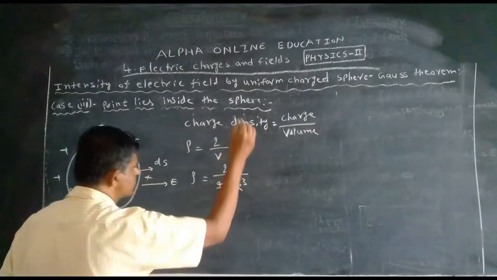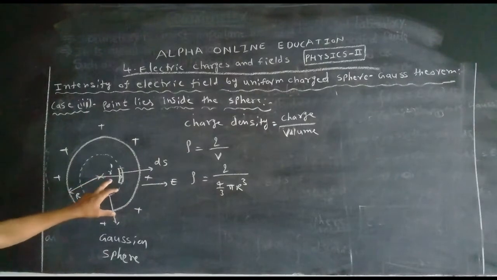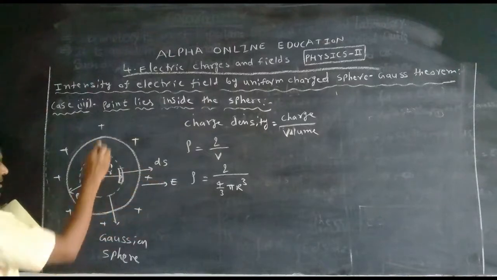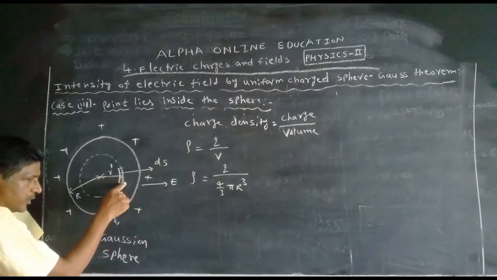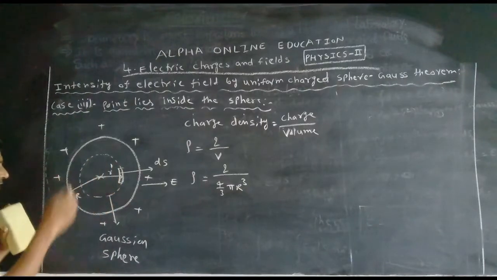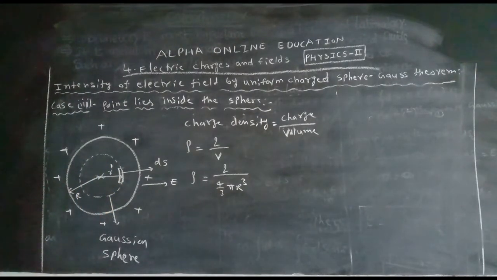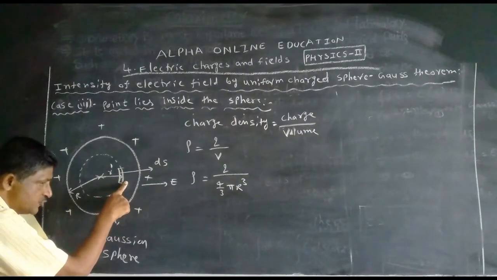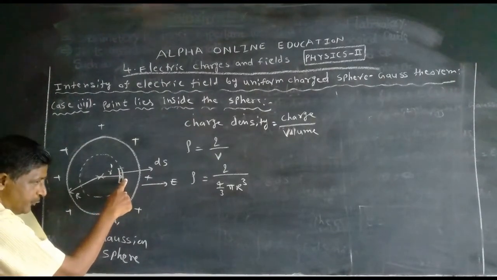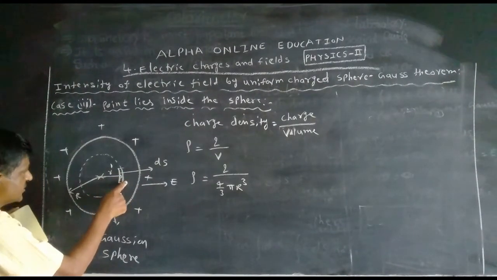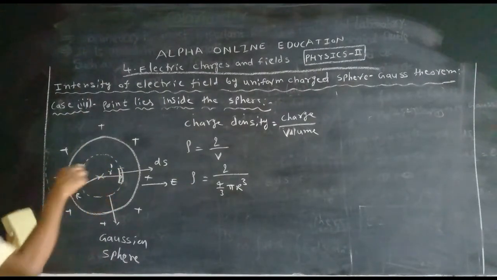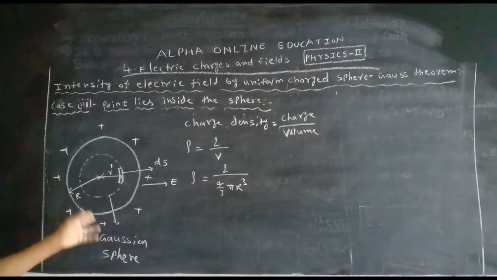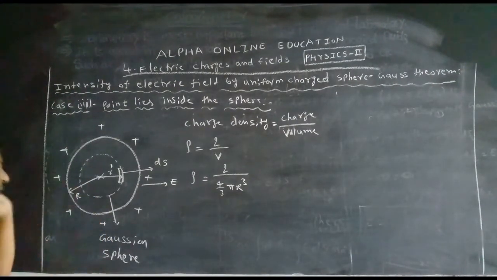Now, the point lies inside the sphere. This is the charged sphere. Inside we take one point. This point is located at which distance? R dash distance. At this point we take a unit positive charge. This distance is taken as a radius, and we imagine one Gaussian sphere inside the charged sphere. This is the Gaussian sphere.